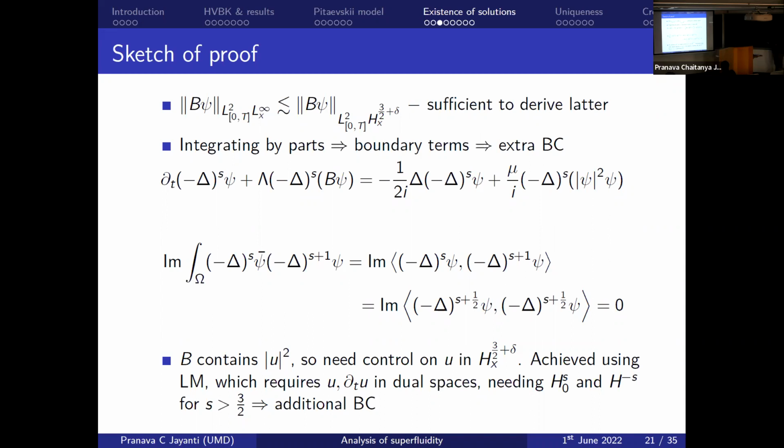We use a technical lemma called the Lions lemma, right? Which requires that the velocity and its time derivative exist in dual spaces. So the velocity is in H^s_0, and the time derivative is in H^-s. And because we need s to be 3/2 plus delta, and we impose this H^s_0, that means that on the boundary, both the velocity and its derivative need to vanish. So this is the reason for requiring the extra boundary condition for the velocity.